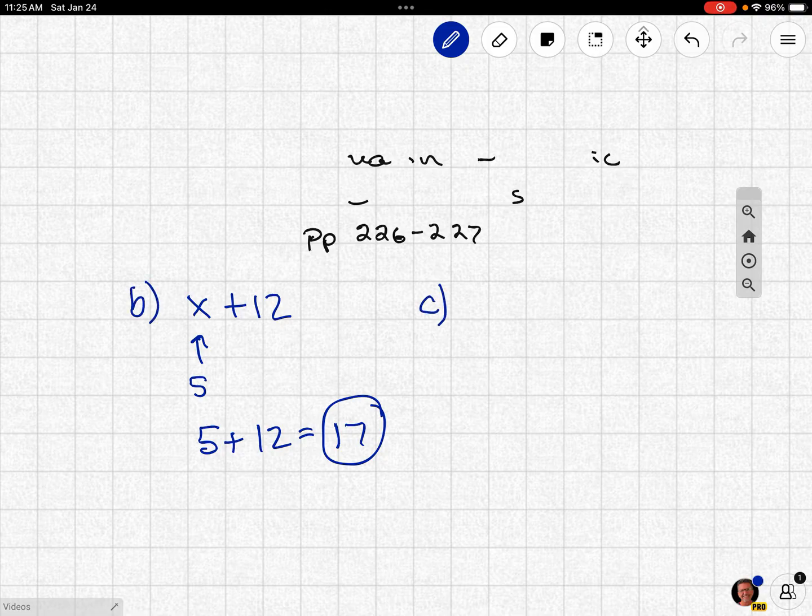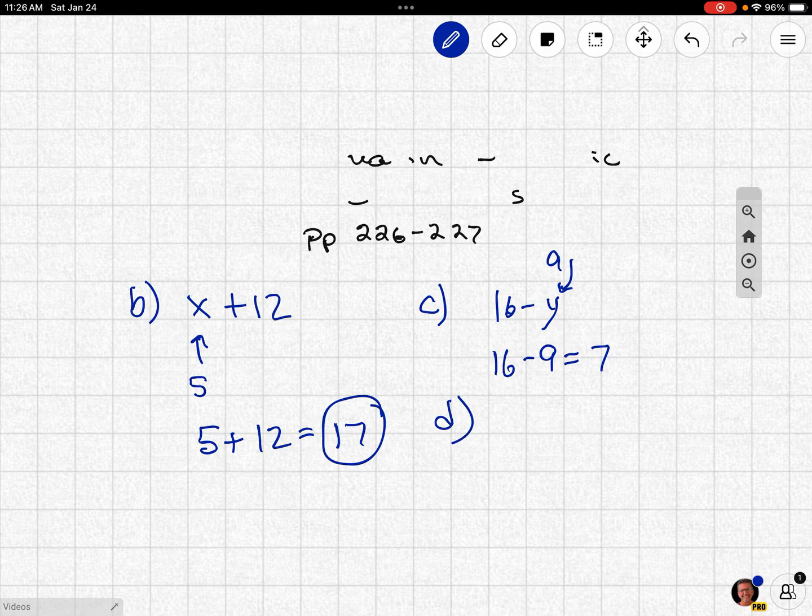It says evaluate 16 minus y when y is 9. When y equals 9. So 16 minus y, we're going to put a 9 in place of that y. 16 minus 9 equals 7. So that means that the evaluation, the answer to solving this problem, is 7. Letter D.